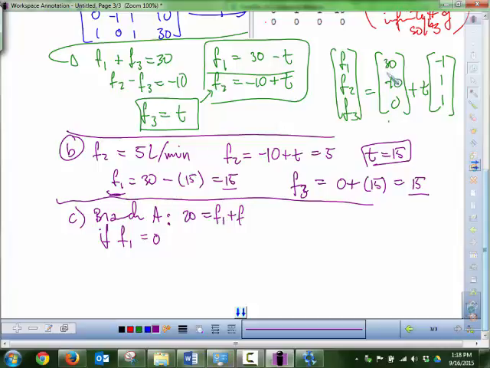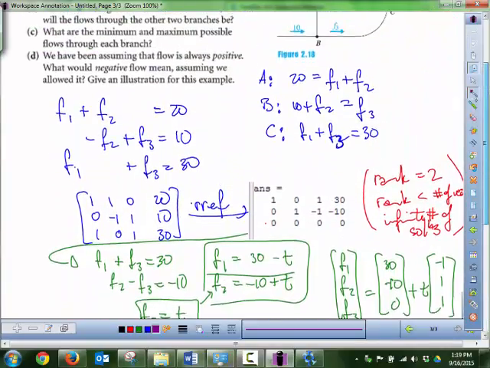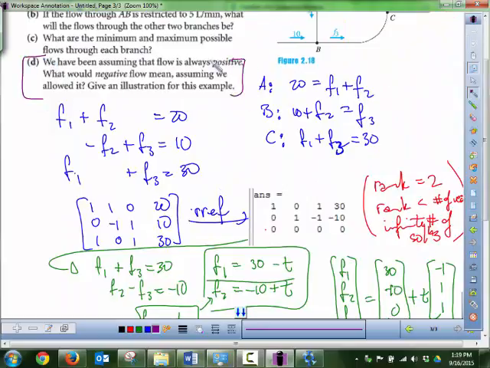So if F1 is equal to 0, what does that mean? That means 30 minus t is equal to 0. That's what F1 is equal to. And so t is equal to 30. And that'll give us the flow for F2 and eventually F3. Well, that's the thing, because of this question over here, they're making us think that those flows should all be positive to begin with.